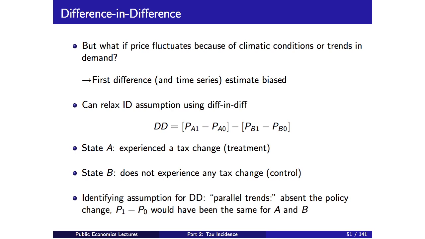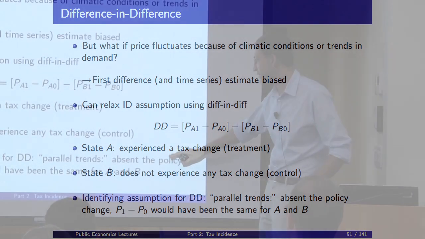And so that naturally leads you to a difference-in-difference estimator where, say, we have two states, A, that experienced a tax change, and B, that does not experience any tax change. And quite intuitively, you look at the change in prices in A, after minus before, versus the change in prices in B, to remove any trends. Okay? What's the identifying assumption there? We already talked about this in the previous lecture. It's the standard parallel trends or common trends assumption, which is that absent the policy change, the price change P1 minus P0 would have been the same in states A and B. So you would have gotten a DD estimate of 0. We're going to make this parallel trends assumption.